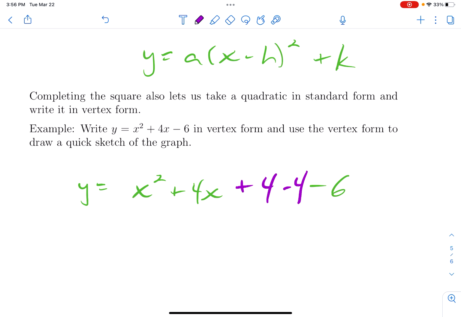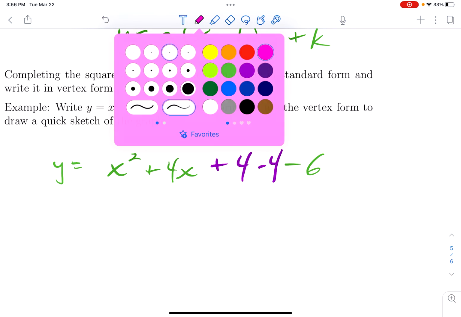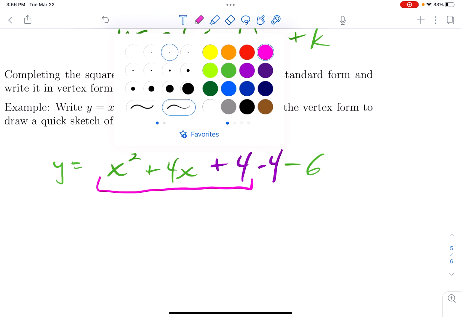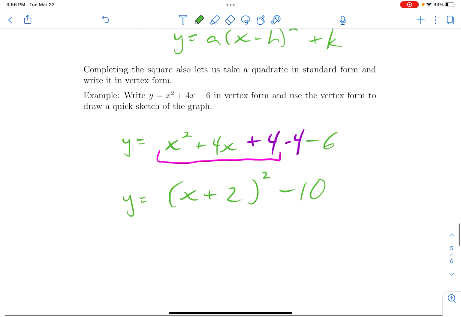So there's a little trick here. I add and subtract the same number. Why? Because I want to get a perfect square in here. And I will notice that those first 3 terms, by design, create a perfect square. So what I have here is y is quantity x plus 2 squared, from noticing that that's a perfect square. And then afterwards I have minus 4 minus 6, that's minus 10. So this is in vertex form.